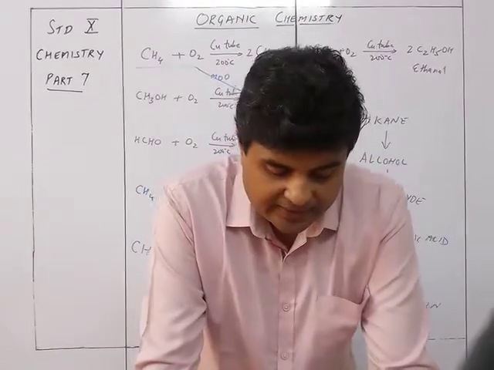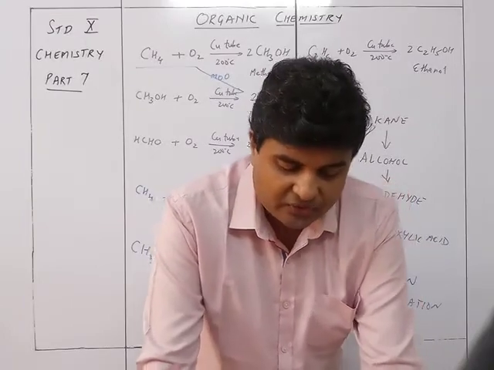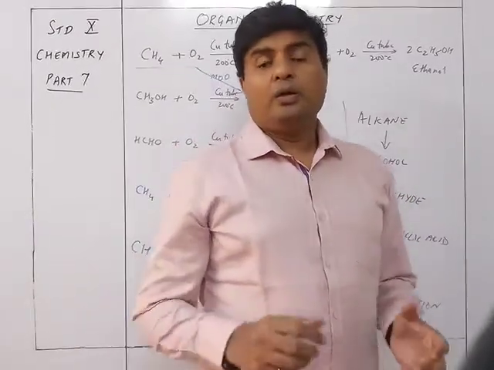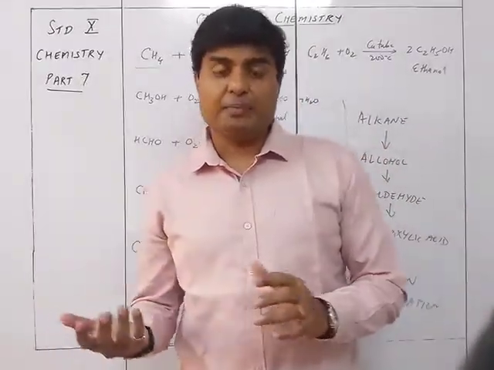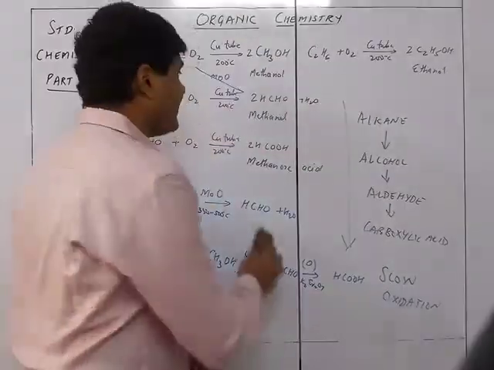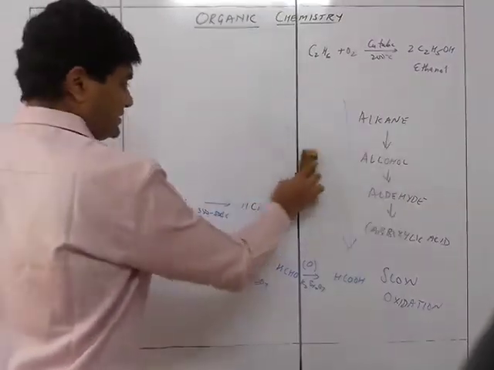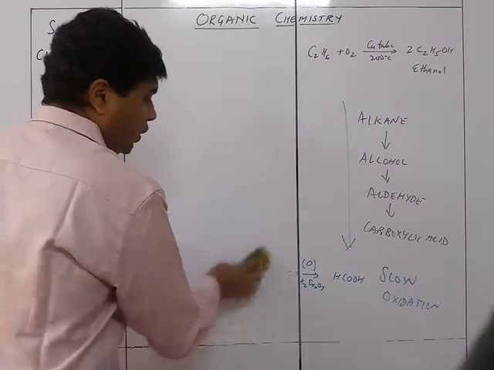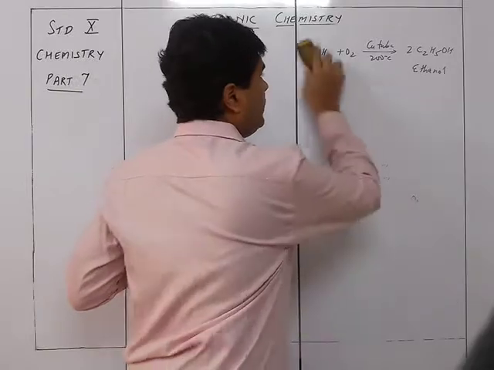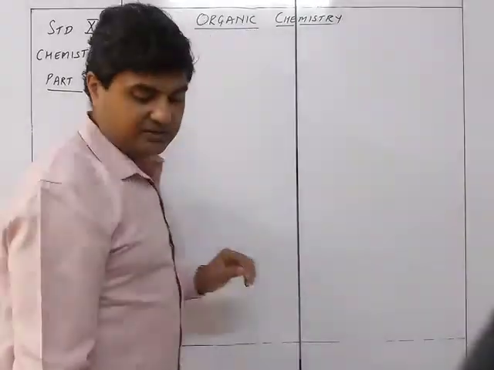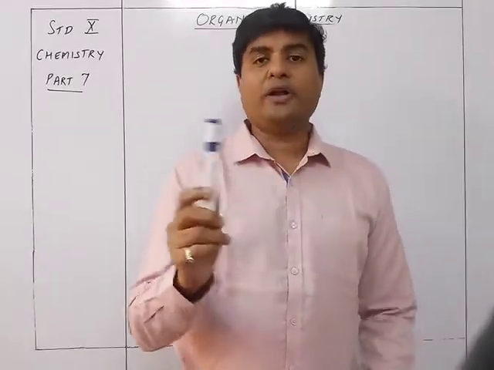The next one is called pyrolysis. Pyrolysis is a process wherein you convert an alkane into an alkene or alkyne. That means you are converting a saturated hydrocarbon into an unsaturated hydrocarbon. That is called pyrolysis. When an alkane is heated at very high temperatures, hydrogen gas is released and a double bond or triple bond is formed between the carbons.